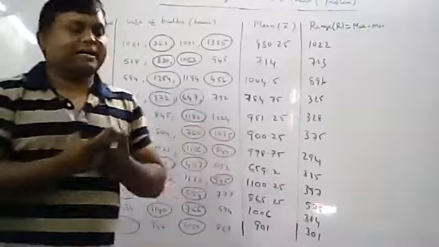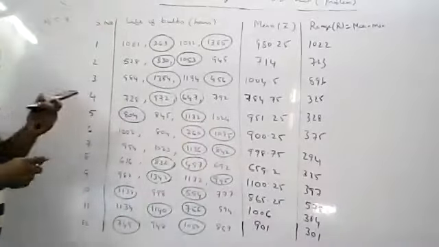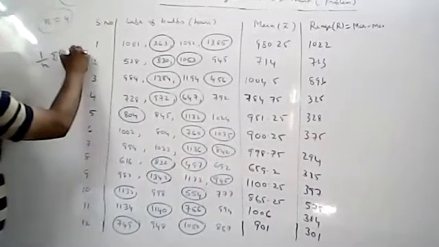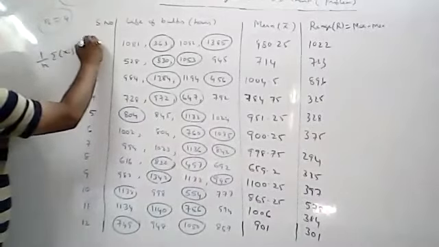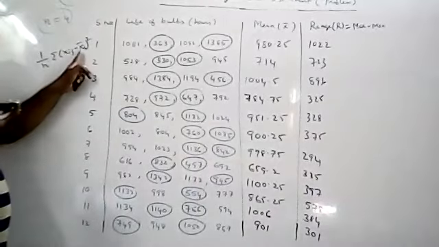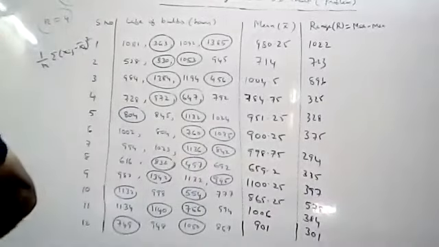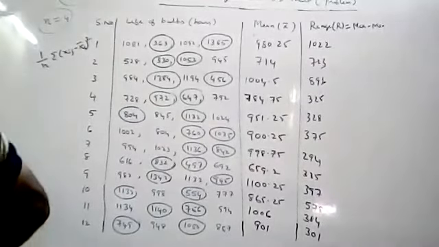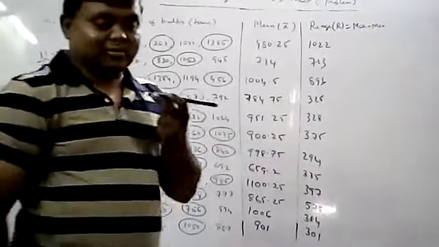Because what is the formula you have learned? The standard deviation formula is 1 by n summation of (xij minus x bar i) whole square. Today I will tell you the first one. Remaining things you can calculate at home, but it requires a calculator.